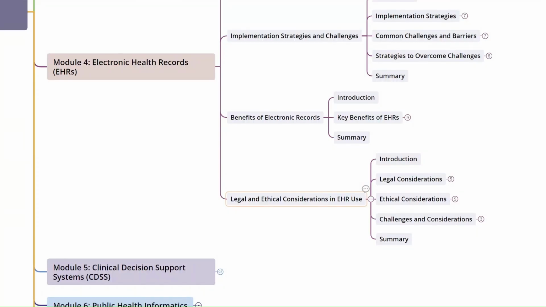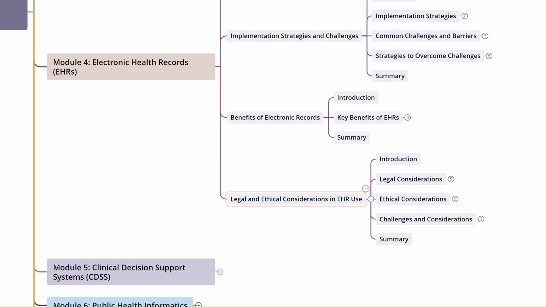Legal and ethical considerations in EHR use. The widespread use of electronic health records introduces a host of legal and ethical considerations. One of the paramount concerns is ensuring the privacy and security of patient information.